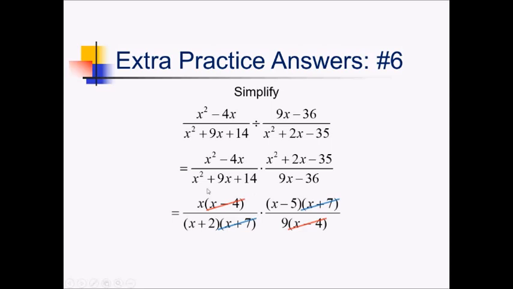So in the numerator, I have an x times x minus 5. In the denominator, I have this 9 and an x plus 2. And that's as good as it gets.